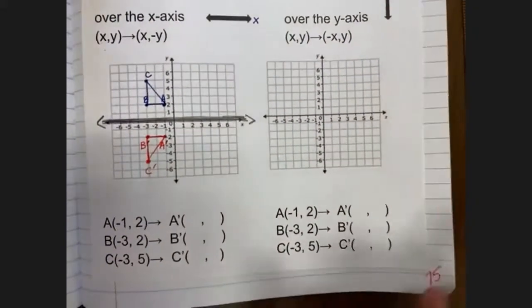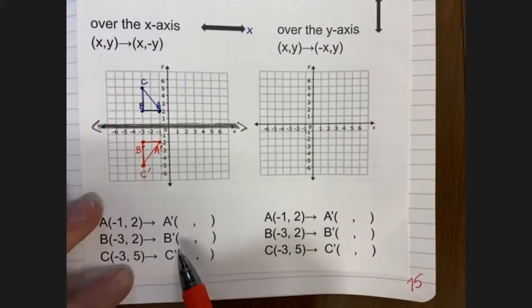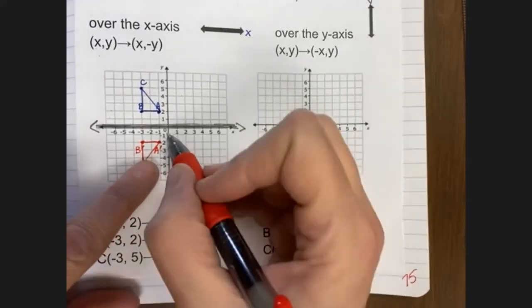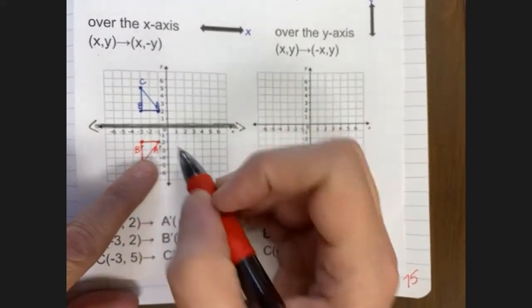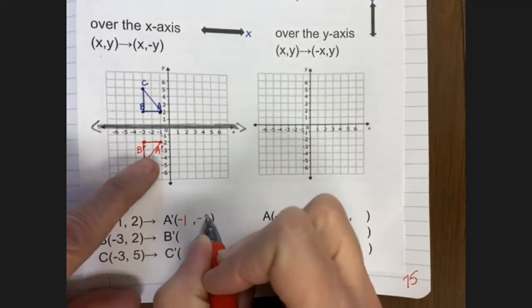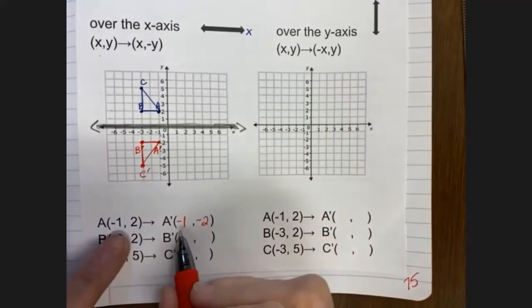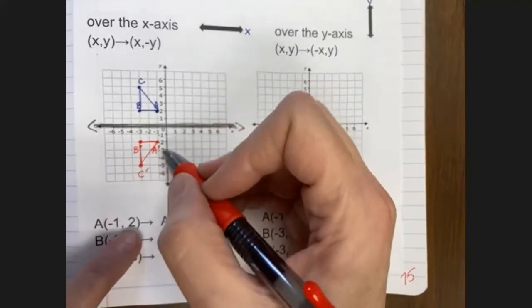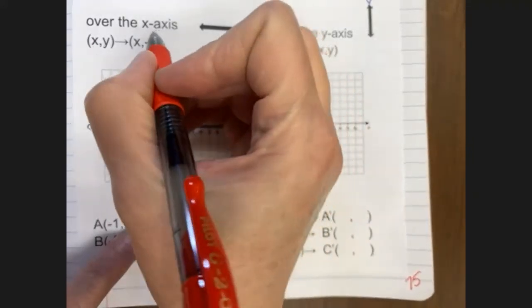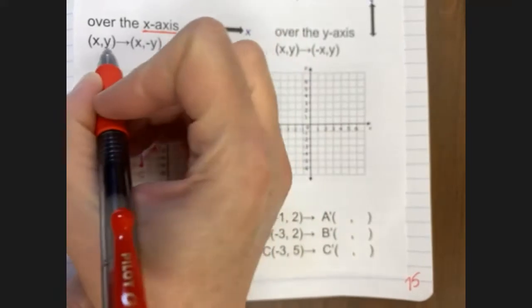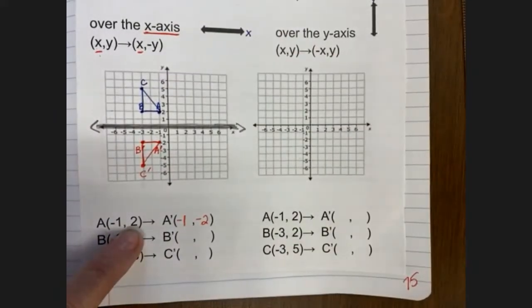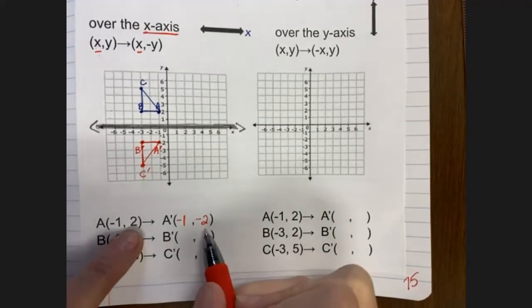All right. So now to the points. How did they change? Well, A prime is located at -1, -2. So if you take a look, you can notice what happened. The x's stayed the same and the y's went to the opposite value. So the 2 went to a -2. This is why we said it's over the x-axis. It's the x's that stay the same. It's the y's that change or flip. So the y's are flipping.